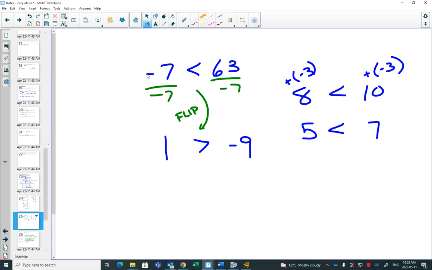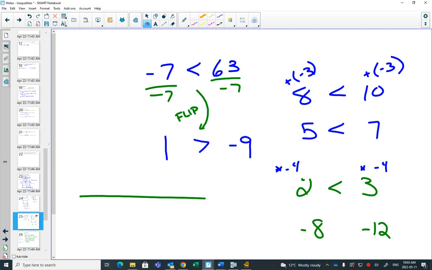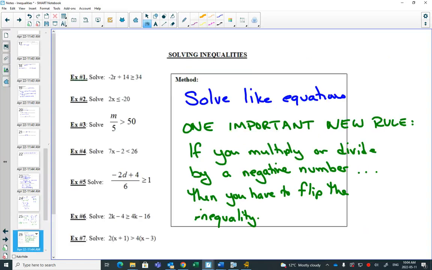But if I multiply, 2 is less than 3. If I multiply by a negative number, which one's bigger, negative 8 or negative 12? Think about your number line. Here's 0. Here's negative 8. Here's negative 12. That's bigger. It's further to the right. And the sign flips. So here we go. The new rule doesn't always come into effect when solving equations.